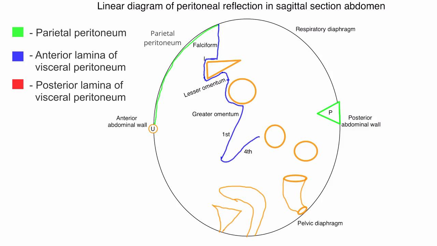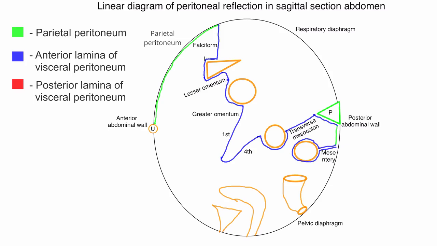It reflects on the inferior surface of the transverse colon, and from there it goes to the anterior border of the pancreas. It covers the inferior surface of the pancreas, goes to the posterior abdominal wall, and from there it sends a fold which covers the small intestine from all surfaces. This fold of peritoneum is called the mesentery.